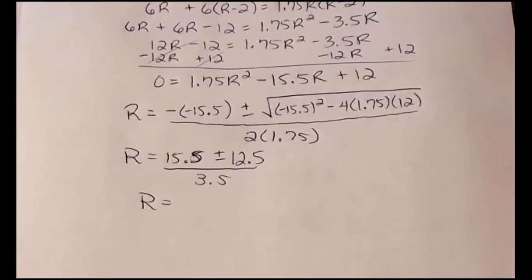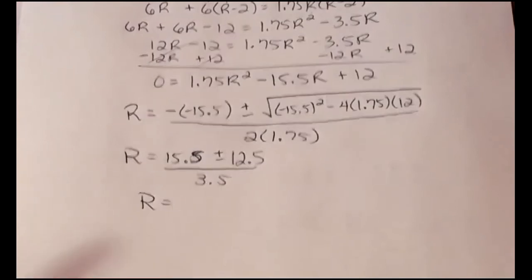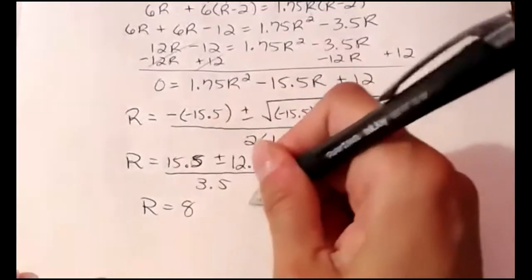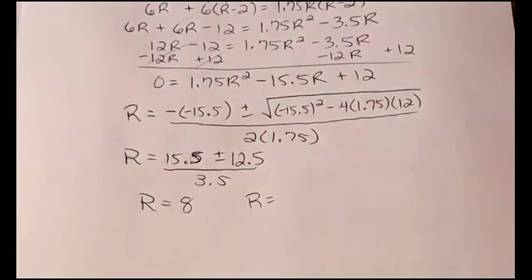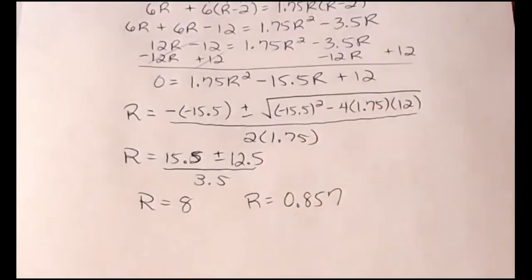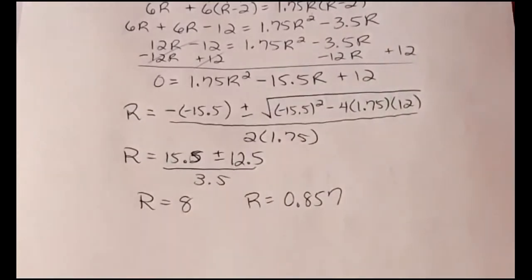So the first one is 15.5 plus 12.5, then divided by 3.5. So I get r is equal to 8. Let's find the second one. 15.5 minus 12.5, and then of course divide that by 3.5. And then I get 0.857. So we essentially have two solutions here, but I want you to think about what this actually means.